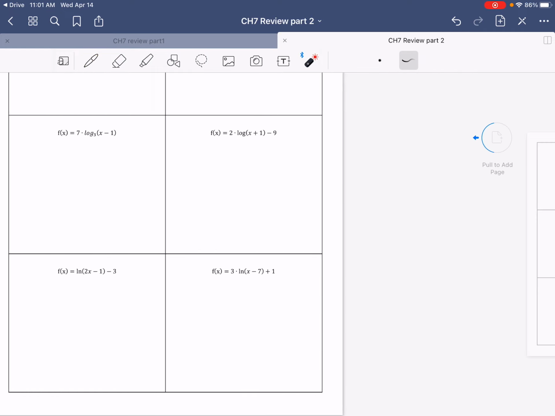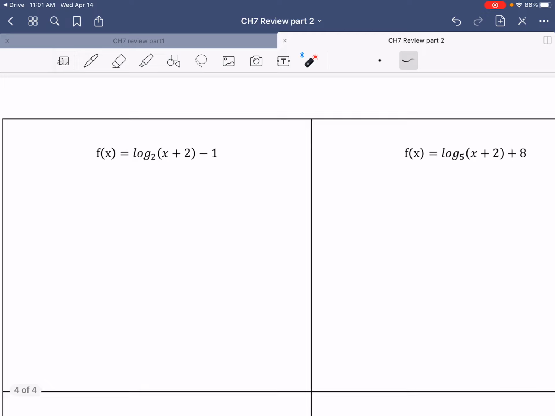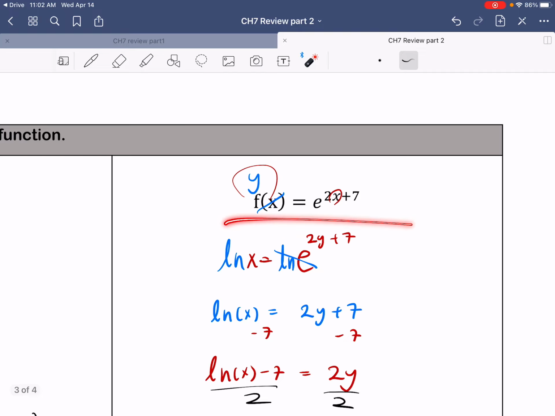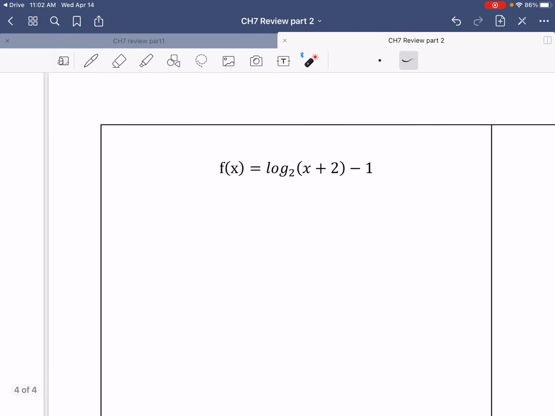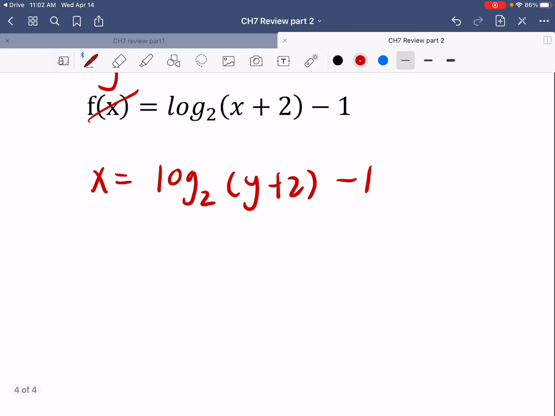Here we go, last page. I told you this one is simpler and shorter. Now this one is logarithmic, unlike the other one, which goes from exponential to logarithmic. Now this one is the other way around, so it's easier. First switch x and y. So x equals log base 2 of y plus 2, minus 1. If you do plus 1 both sides, you get x plus 1 equals log base 2 of y plus 2.